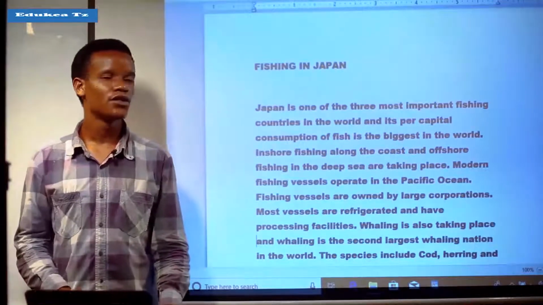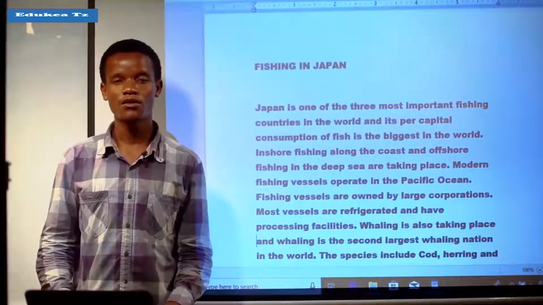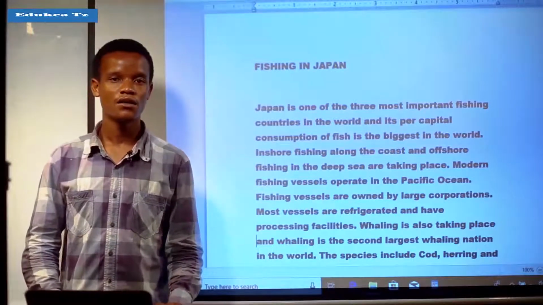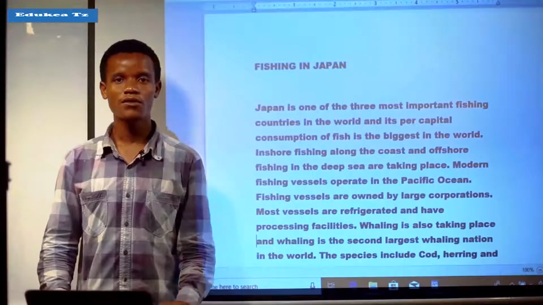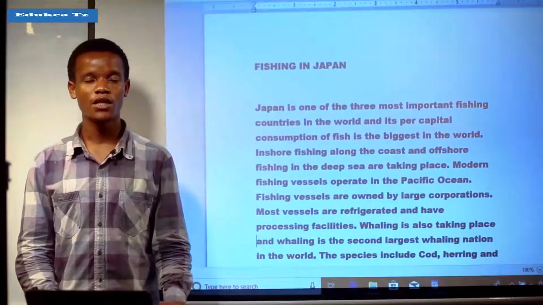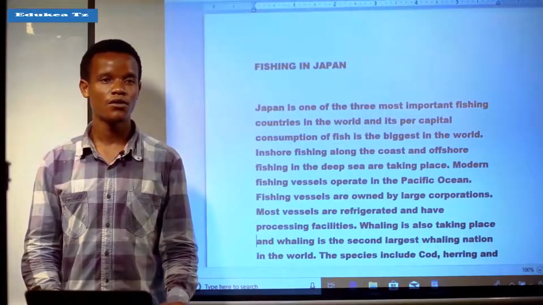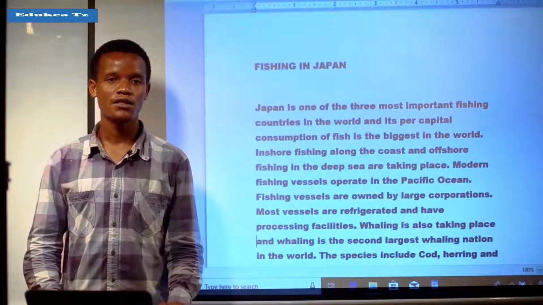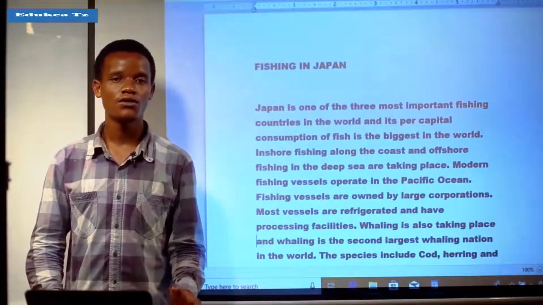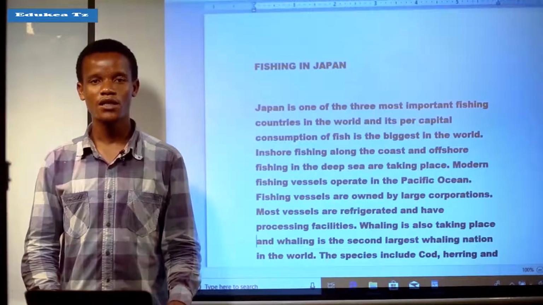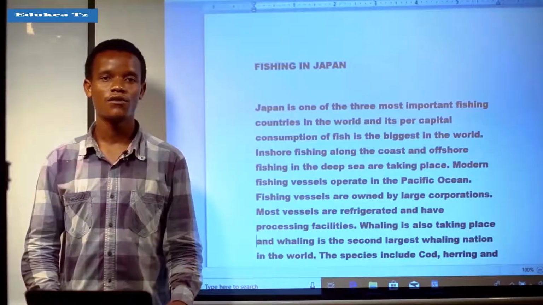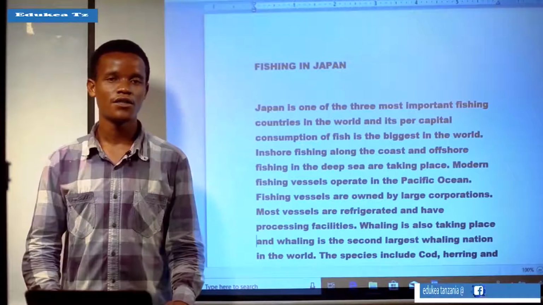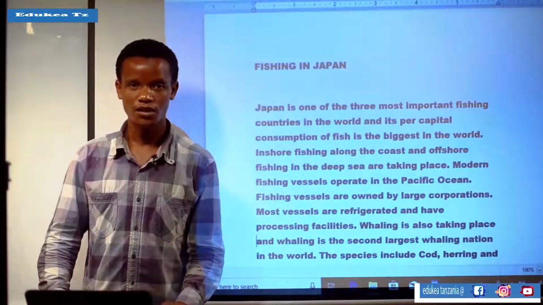So after finishing the explanation concerning the fishing activities done in Norway, we saw the different methods used in fishing in Norway, such as trolling and drifting. Also, we saw the different factors that stimulated the development of fishing in Norway. So we have already finished looking at fishing in Norway.